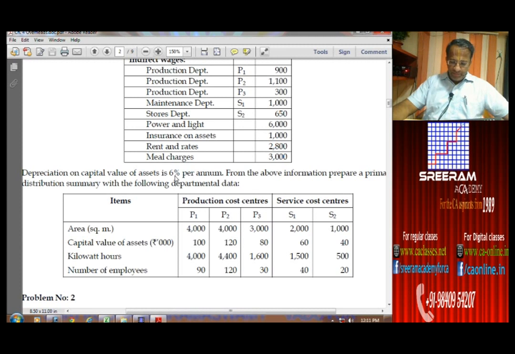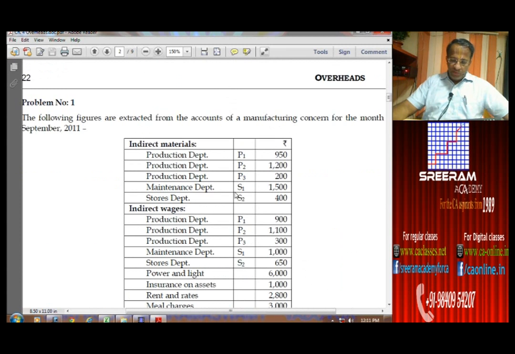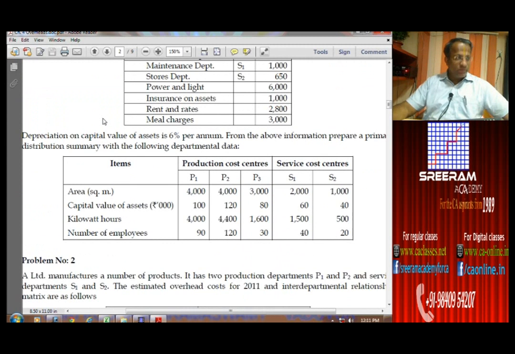Then apart from that, depreciation they have provided as 6% per annum, whereas the data they have provided is for the month of September 11. So care is to be taken to consider depreciation also as part of your overheads, but take it up only for 1 month. And that will get easily distributed because each one of those departments has assets at different values. Apply 6% on that value, take it up for only 1 month, and you would find the primary distribution summary coming to a finish. So now let us just start this work.